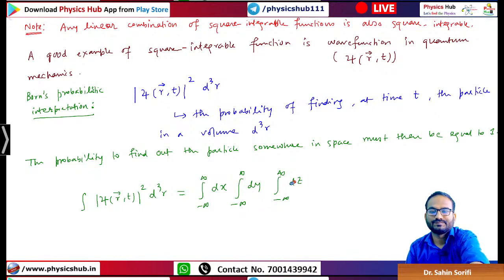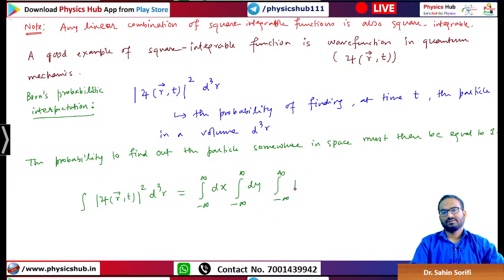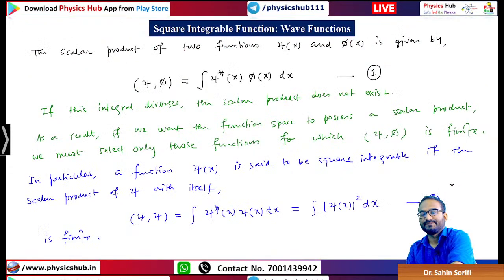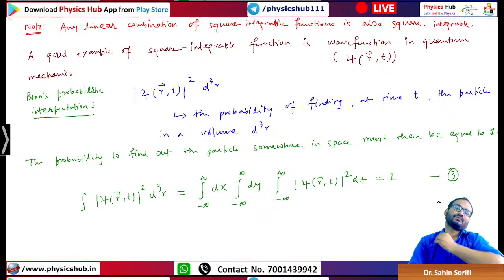Look, if we write dz, then this will not be a good thing. You can write the integral of psi of RT squared dz equals 1. So this is equation number 3. First we will evaluate dz, then whatever you get, you will integrate on dy, then you will integrate on dx, and in this way you can integrate over the whole space.